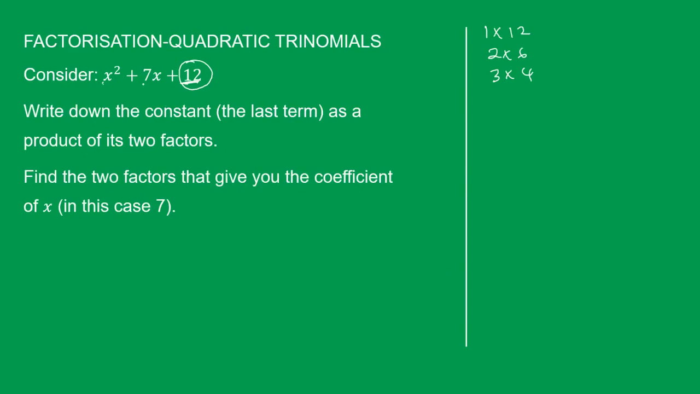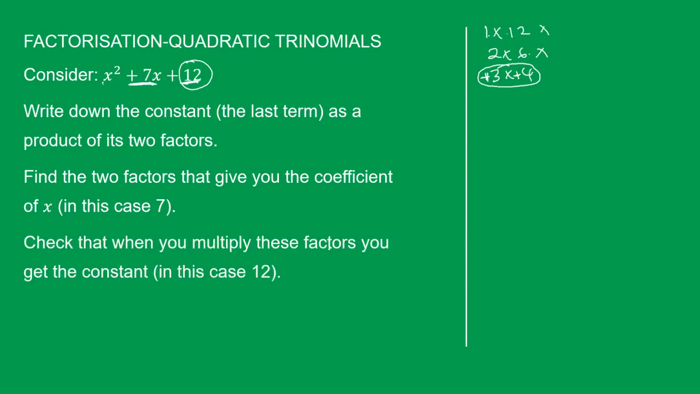The coefficient of x is positive 7. So which two factors will give us 7 if we add them? Positive 3 and positive 4. So these are the two factors that we can use. Positive 2 and positive 6 will give us 8, is out. 1 and 12 will give us 13, is out. We want the pair that is going to give us the coefficient of x, in this case 7.